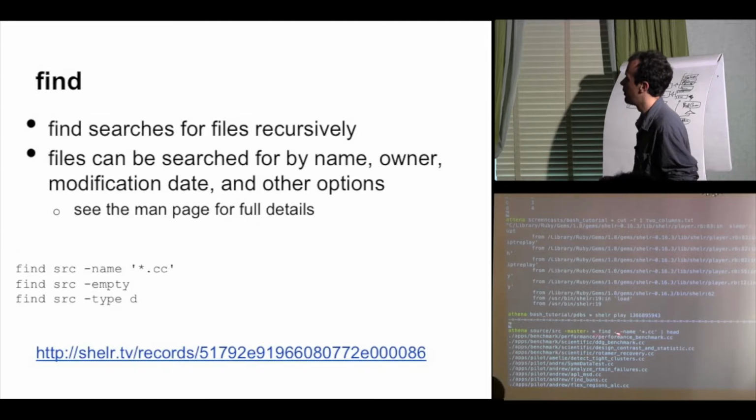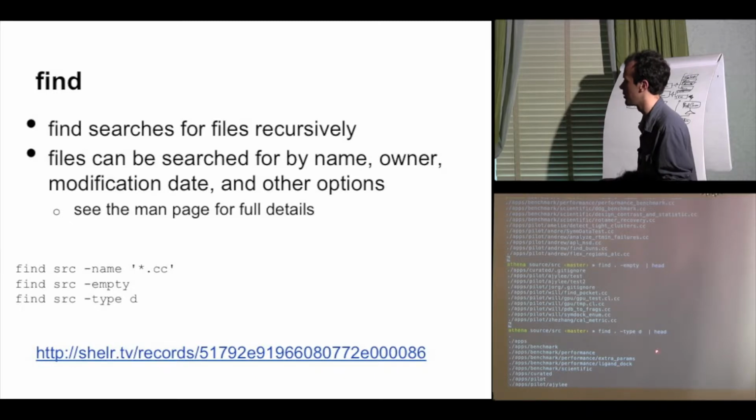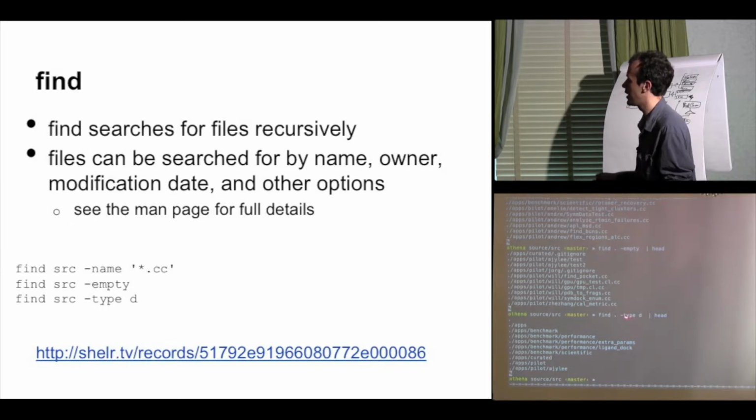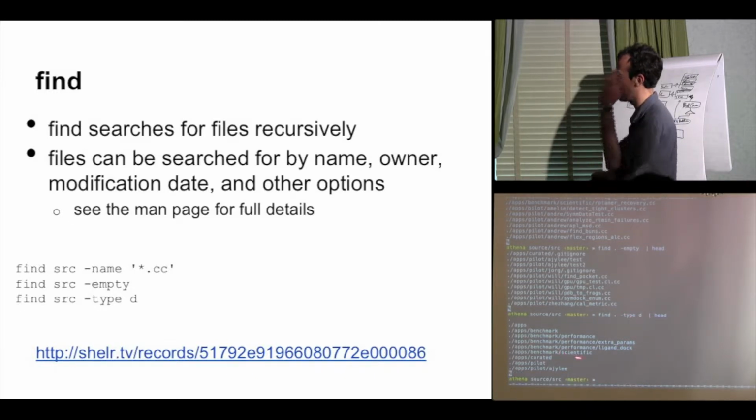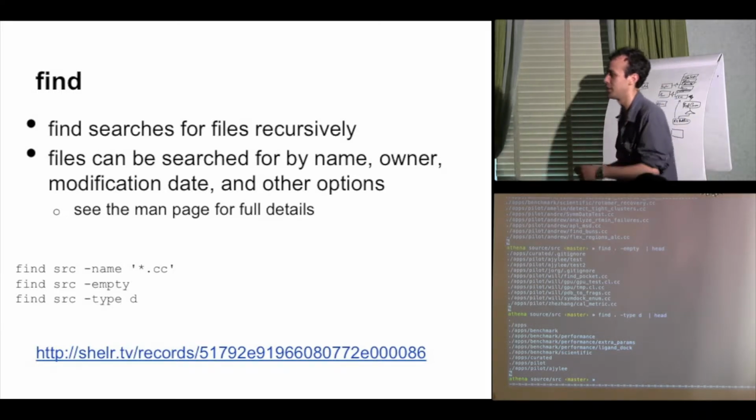So here we have, in the current directory, find all the CC files, and we're piping into a command called head, which just prints the first few lines because I want you to actually see what's going on. Dot is the current directory. So in the current directory, find all of the empty files, and here we see a bunch of empty applications for some reason. And then here we can say dash type d gives you all of the directories. So if you're looking for certain types of files, this is a useful way of doing it.